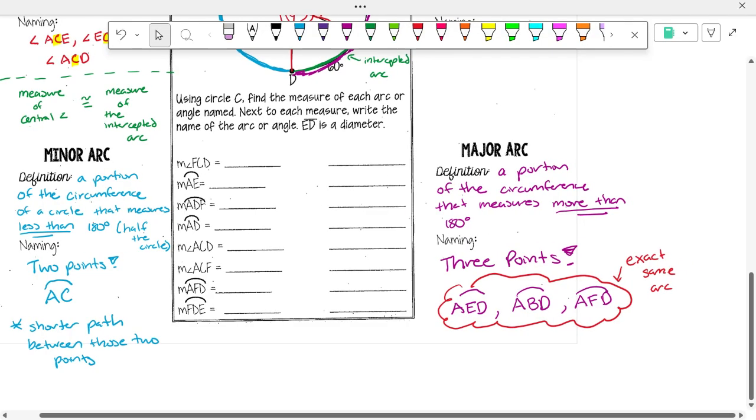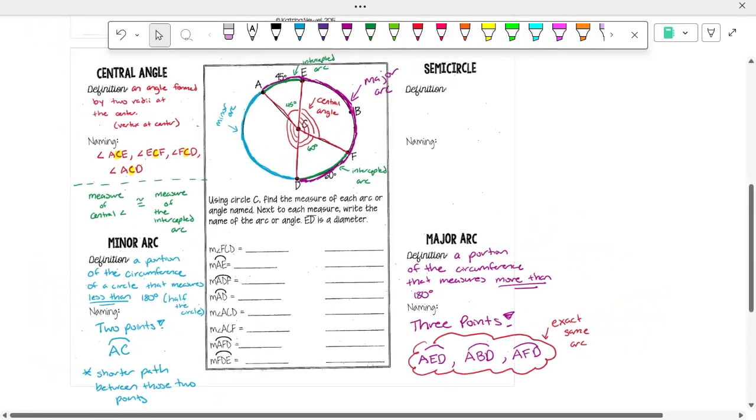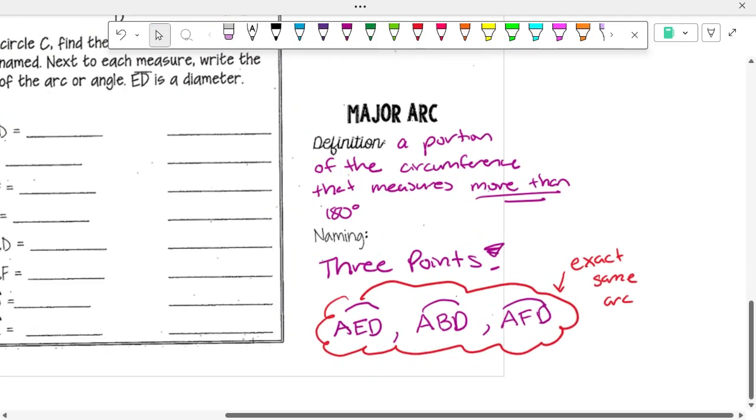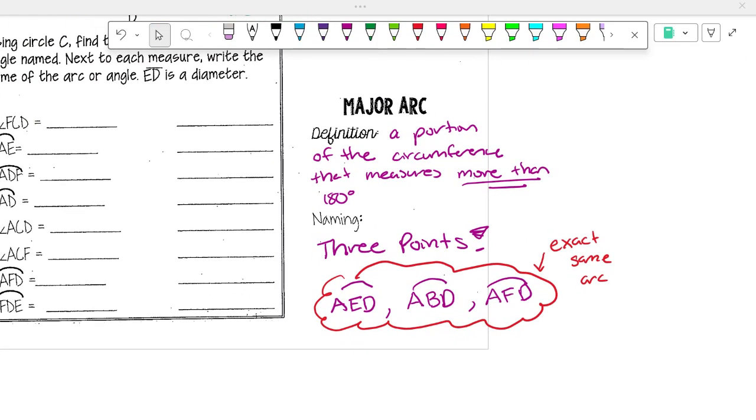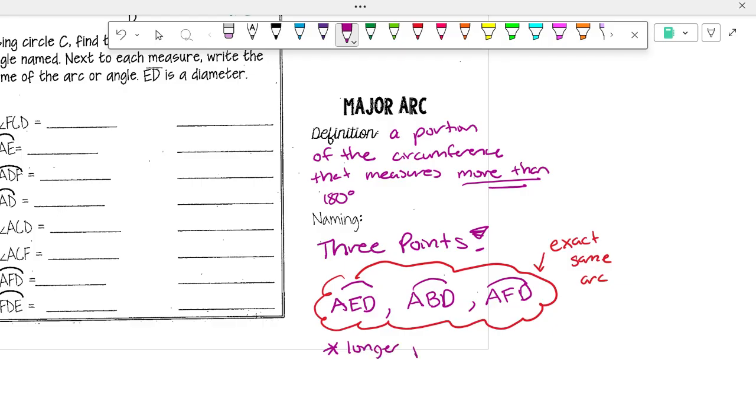As long as the endpoints are on either end, that middle letter doesn't really matter, as long as it's a point that's between those two letters on that bigger arc. Because if you notice here, E, B, and F are all between A and D on the circle, so you can use any of those points to represent the major arc. It doesn't matter which. And remember, with a major arc, it's the longer path between 2 points.